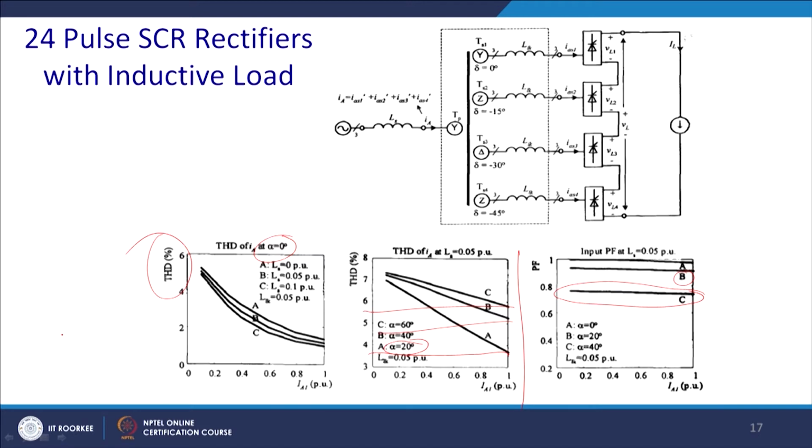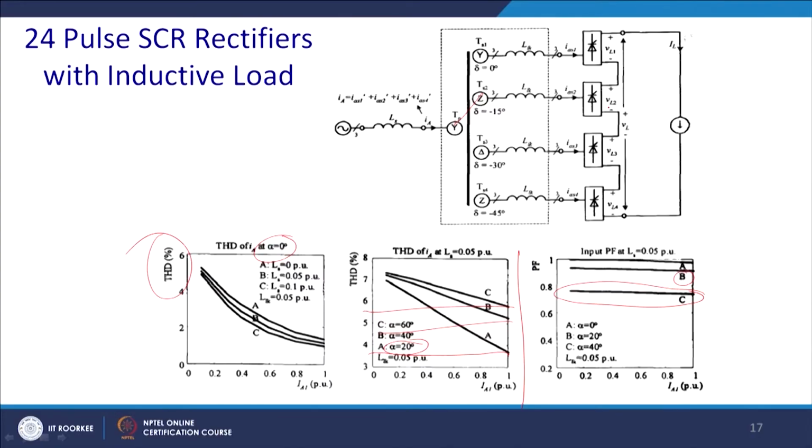Now what are the major drawbacks of the multi-pulse converter? One of the major drawbacks is that, since you are feeding a DC load, if there is a mismatch of the triggering angle of this converter, then there will be a mismatch of the DC component in the primary, and this also leads to saturation of the transformer.